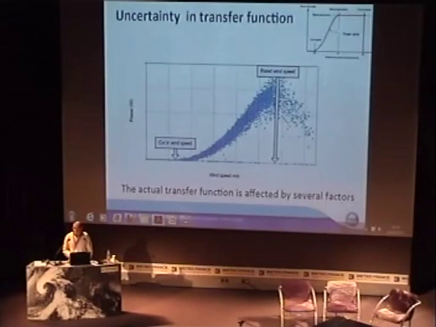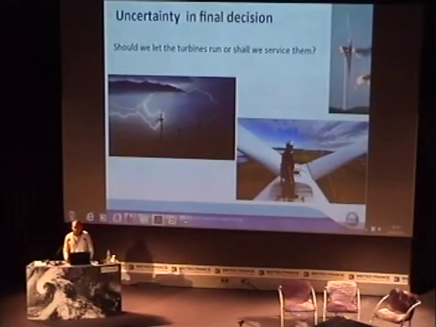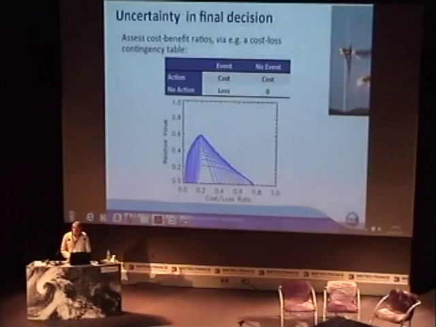And finally, we have the uncertainty in the final decision. This is not my area, but I'm assuming there's a lot of complexity involved in this, and I'm just scratching the surface. Ultimately, you want to have that information to know whether you should let the turbines run under severe weather conditions, or stop and service them for whatever reason. The way to do this normally, in a very simplistic way, but it's a good way to start, is to assess the cost benefit ratios of whatever decision you're going to take.